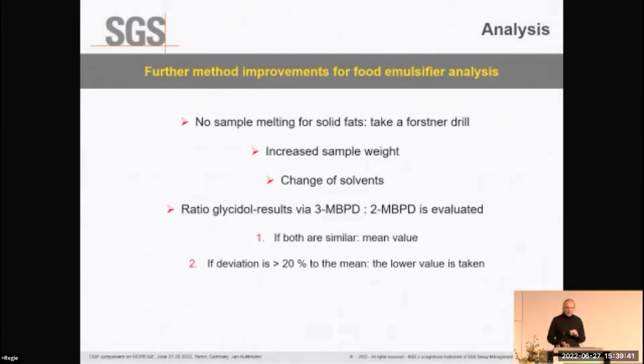Correspondingly, we modified our method at certain points: no sample melting, but you have to develop an alternative for a block of emulsifier, and increased sample weight to compensate for sensitivity losses. And very important, always checking the ratio 3 MCPD to 2 MCPD. In case the results for glycidyl esters match, we take the mean. In case we have a larger deviation, the lower value is taken. And we call this method the SGS 3-in-1 E method, by the way.